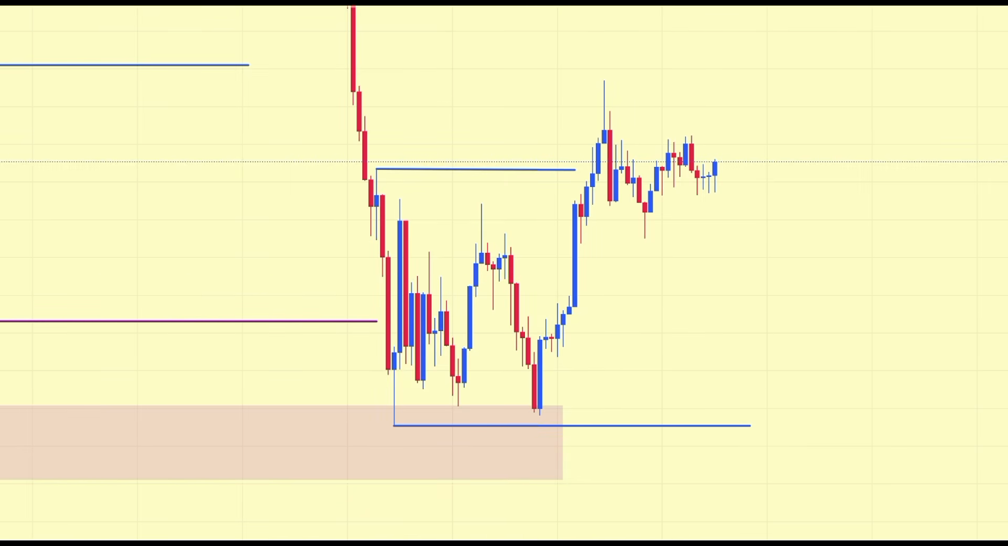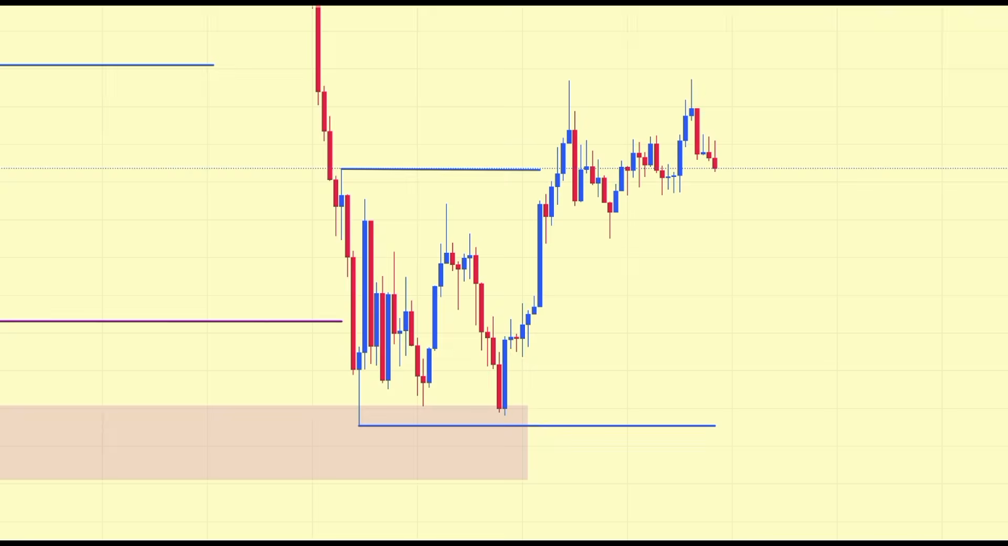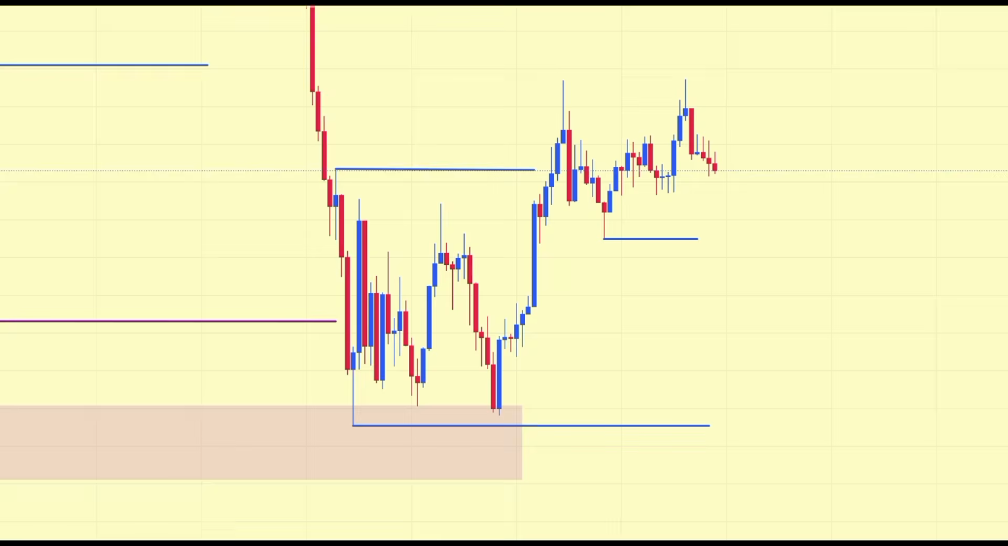And right now I'm waiting for price to create the lower time frame inducement before I can mark the lower time frame POIs. And exactly right here we can clearly see price has created that inducement, and if price now comes and breaks past this, that's when I will consider marking the POIs.